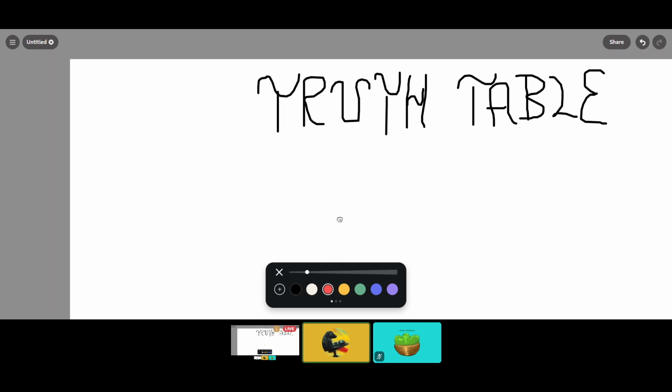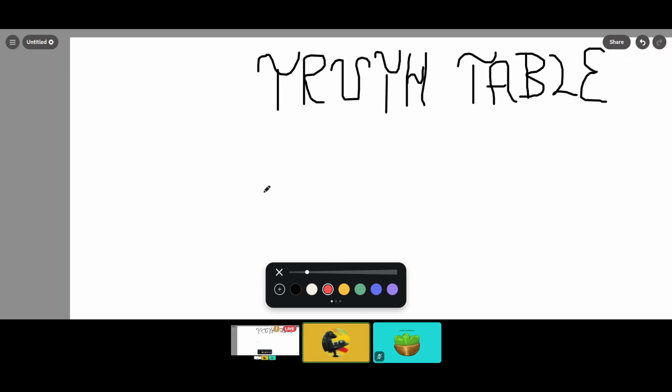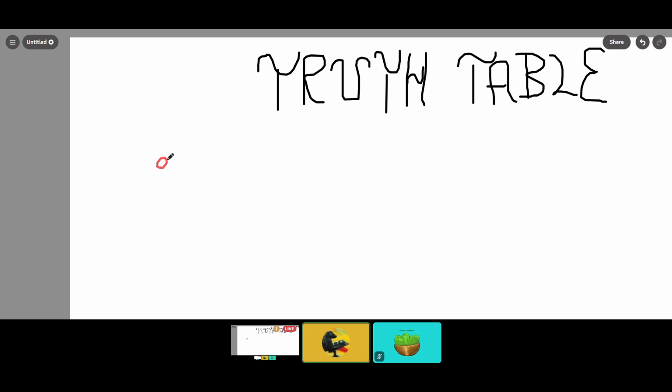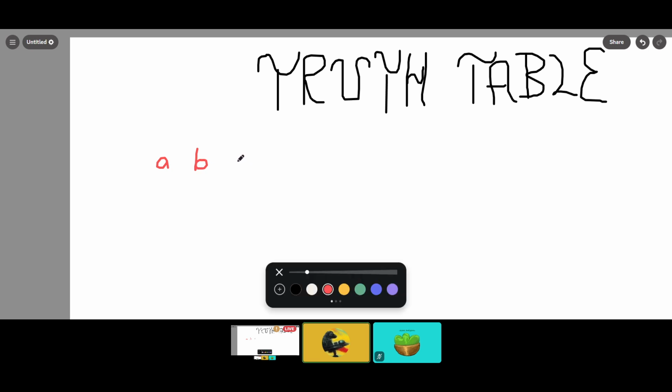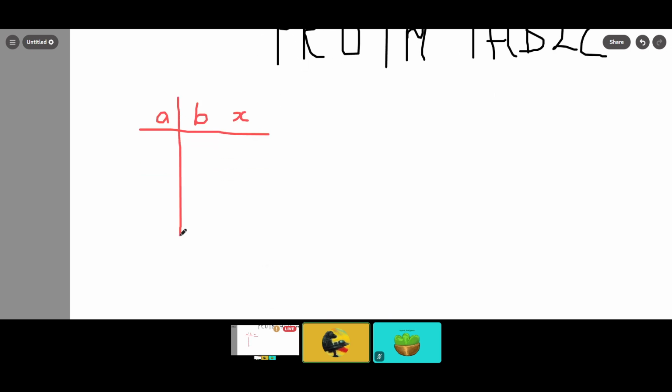Let me show an example. Let's say we have a logic gate, and let's say this logic gate has two inputs, A and B. And then let's say that this logic gate has one output, which is X. So far that's pretty much it. And then it's a table, so you have to draw your lines that all tables have.